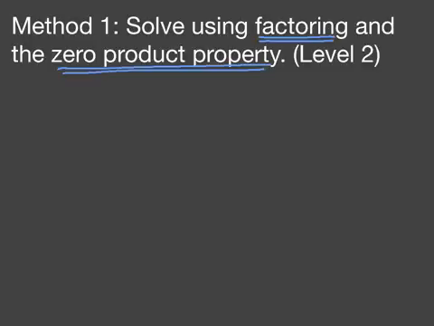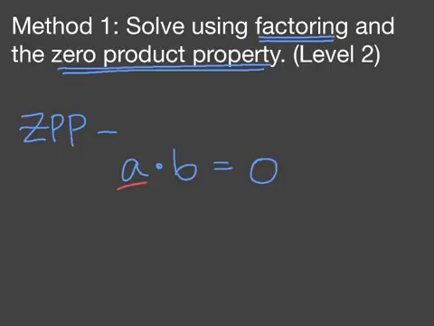Now, the zero product property, which is sometimes called ZPP, tells me that if I have two things being multiplied, let's say A times B, and they equal 0, because I know that to equal 0, at least one of these numbers needs to also be 0, I know that A is either going to be 0 or B is going to be 0. And that is the property that we use to help us when finding out what x equals in a quadratic equation.